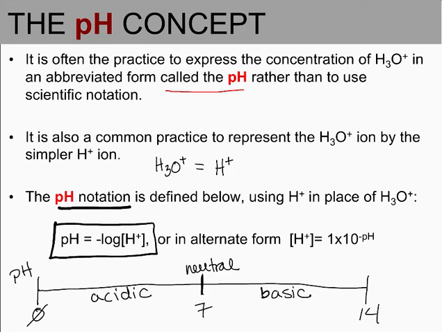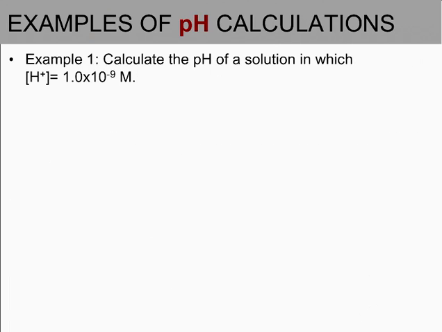Now, we can also rearrange that pH equation to solve for the concentration of hydrogen ions or hydronium ions. So we can take the inverse log of our pH. So 1 times 10 to the negative pH will give us the concentration of hydronium ions, or that's also equivalent to hydrogen ions. Okay, so let's do a couple of practice problems so we can get used to the idea of pH.